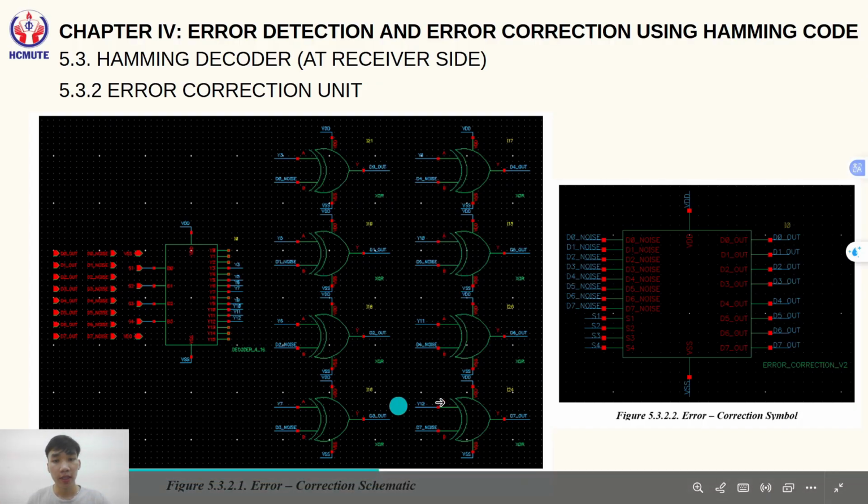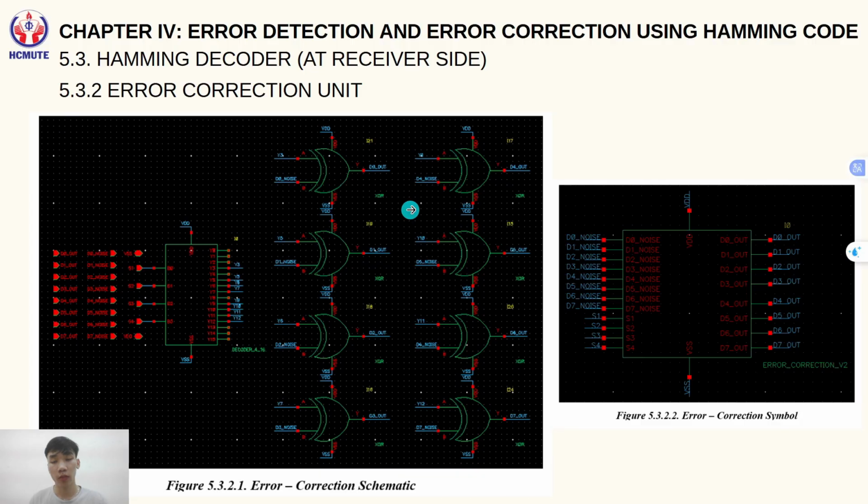And the second block is the XOR correction block, including 8 two-input XOR gates. Each XOR gate has two inputs. The first input is the data bit, and the second input is the correction control signal from the 4 to 16 decoder. If a bit error is detected, meaning y equal to 1, then dy out equals dy in XOR 1. So the data bit is inverted, successfully correcting the error.